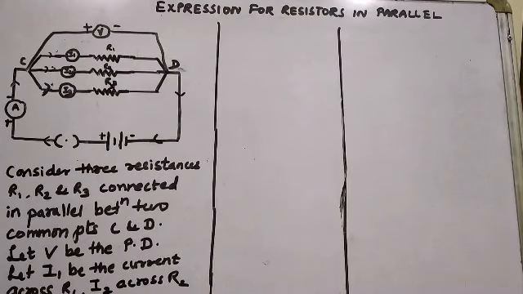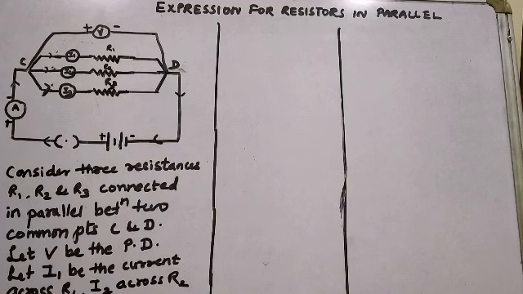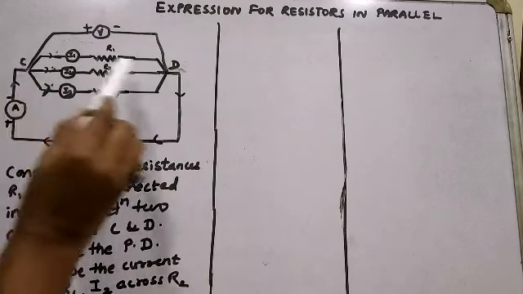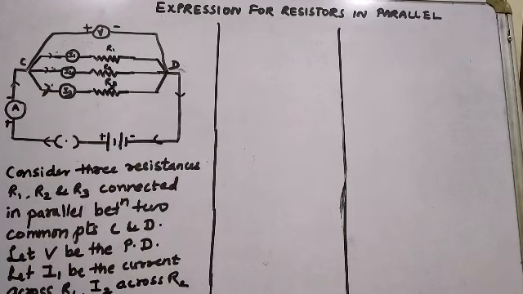So let us see how to derive the expression. First, we are going to write a small introduction regarding the setup of the equipment. According to the circuit diagram, we have considered three resistances R1, R2 and R3 connected between two common points C and D. So here I have written, consider three resistances R1, R2 and R3 connected in parallel between two common points C and D.